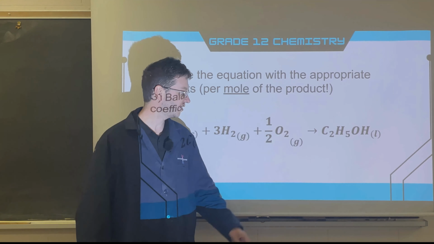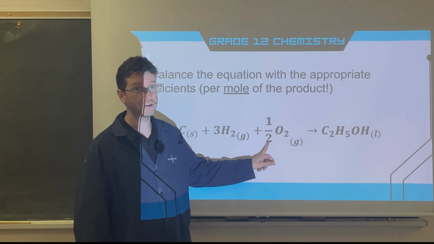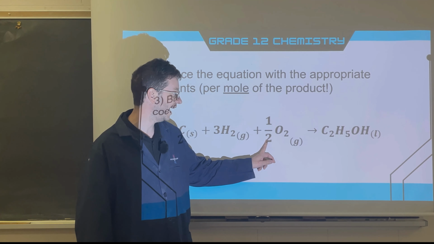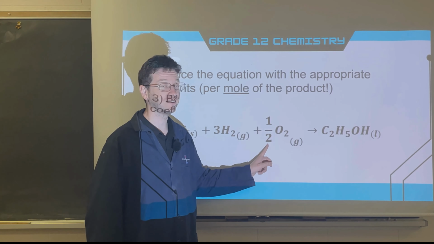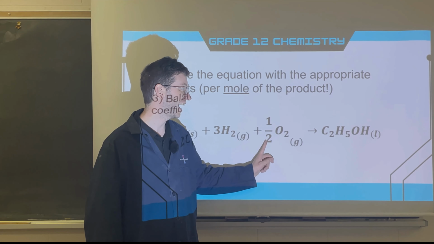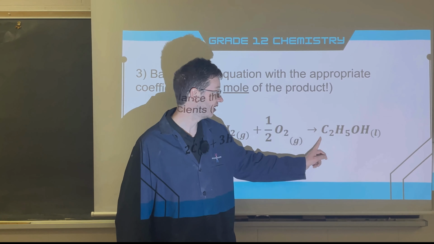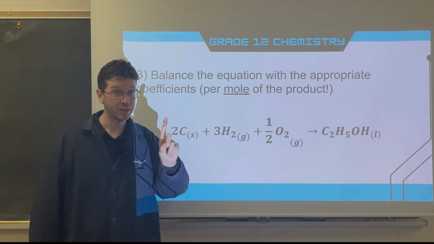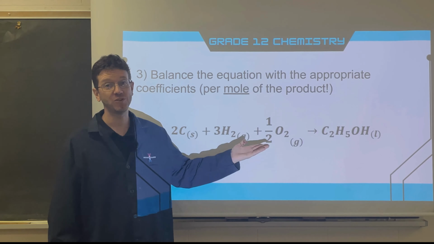Now oxygen is where things get a little weird because we have to use a fractional coefficient. That's okay. Right? We only have 1 oxygen here, so to get 1 here, we have to write a fractional coefficient of 1/2. We have to do this because we want our formation equation to be for only 1 mole of ethanol, which is what you'll see if you try to look it up.